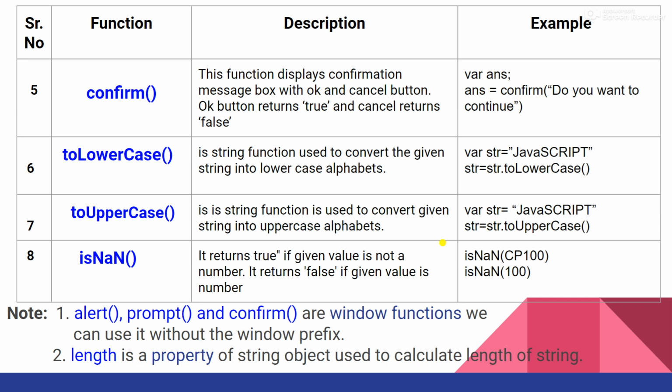So isNaN("CP100"), what should it return? Is CP100 a number? No. So what will it return? It will return true, right? Because it is not a number. But next, isNaN(100)? See students, in the first example CP100, you could also have put single inverted commas, then also it is okay.